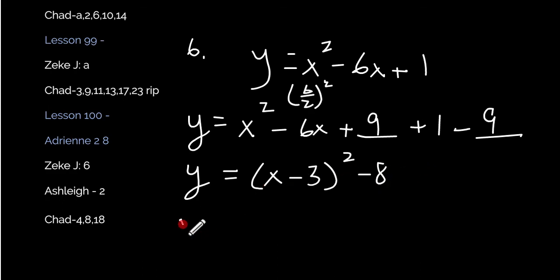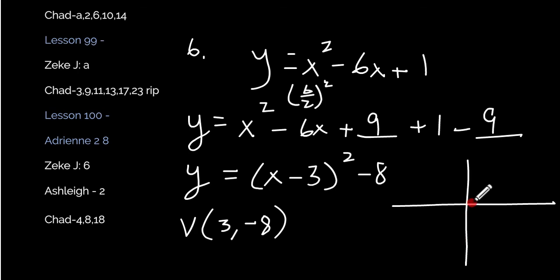And we can see the vertex of our parabola is going to be 3. Remember, it's the opposite when it's in parentheses, negative 3. And if we were to graph that super quickly, we would get 3, 1, 2, 3. I always need my arrows. And 8. 1, 2, 3, 4, 5, 6, 7, 8. So that's your vertex. It's a happy parabola because this number is positive.